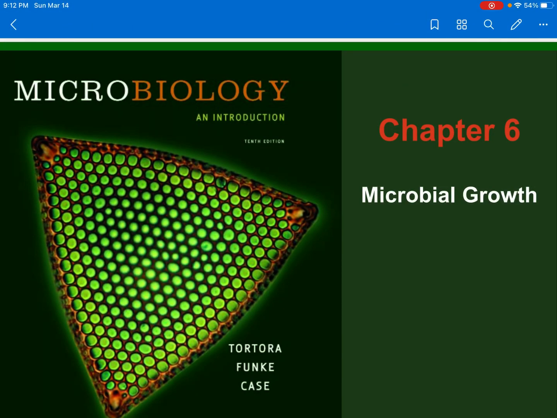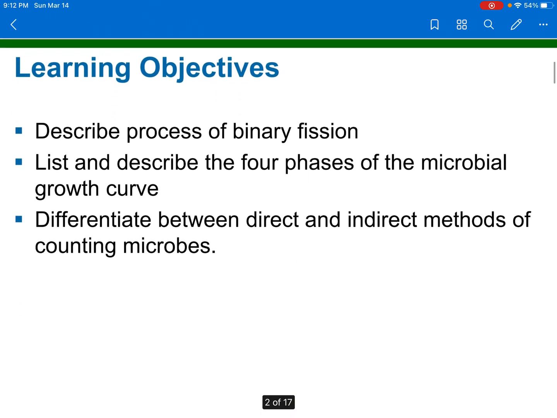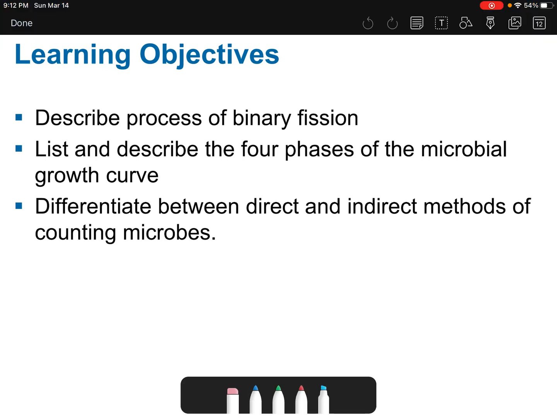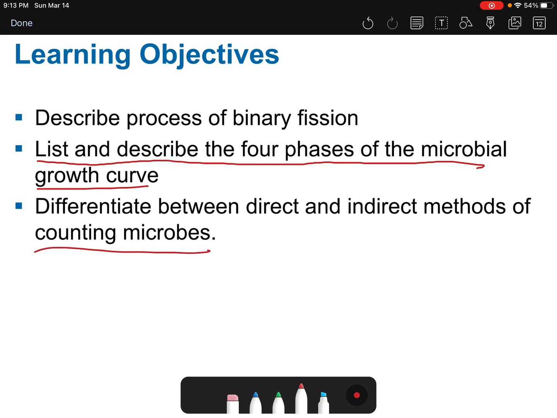Our final section in Chapter 6, dealing with microbial growth, deals with how microbes divide, specifically looking at the growth curve. One of your objectives here is to be able to list and describe the 4 phases of the microbial growth curve. We're also going to look at some ways of counting microbes. We divide those into direct and indirect methods.